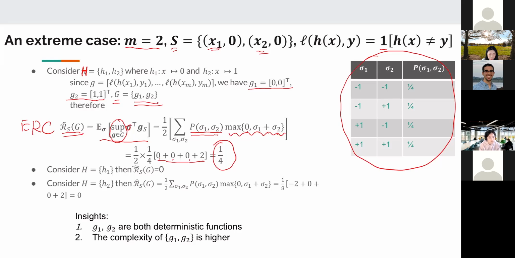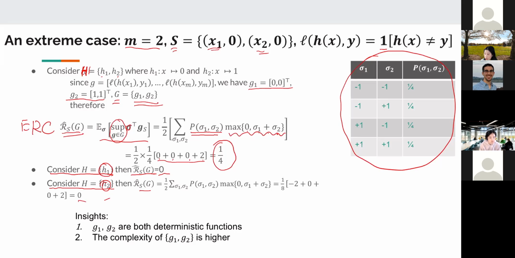Now, this is what you get when H is H1, H2, so it has two hypotheses. But if you consider H equals H1, a much smaller hypothesis set, then the empirical Rademacher complexity is going to be 0. Also, if you consider H equals H2, another hypothesis set with one element, both H1 and H2 being deterministic, this again gives you a 0 empirical Rademacher complexity.